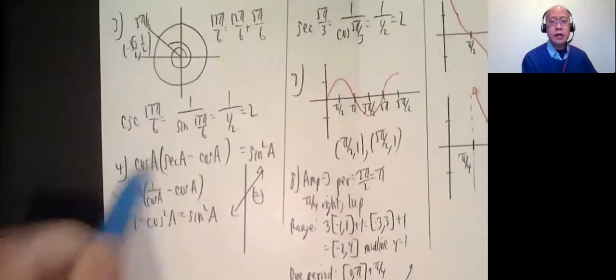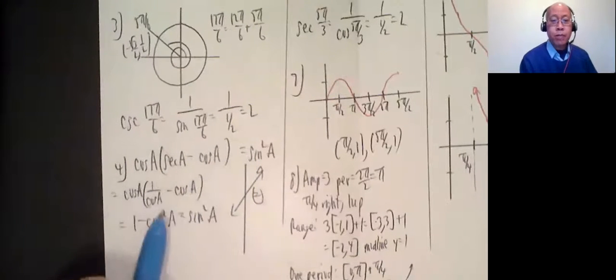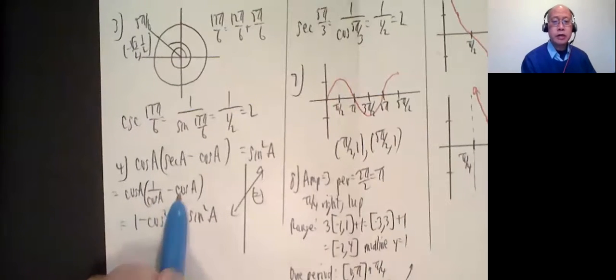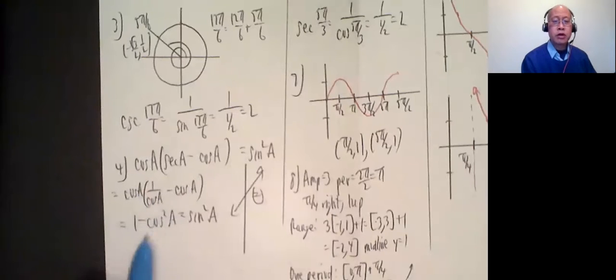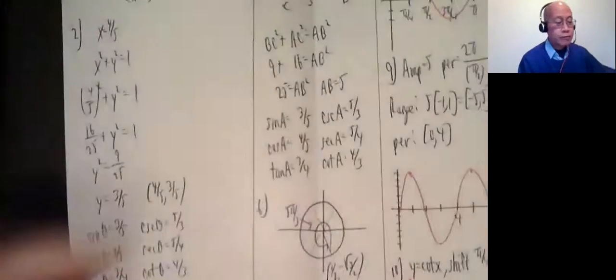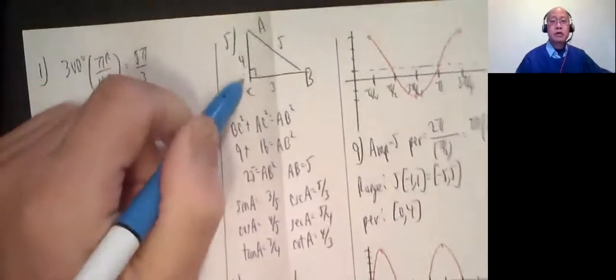Number 4, prove the identity. There's nothing to do on this side. Okay, secant is 1 over the cosine, so you have cosine A times 1 over cosine A minus cosine A. Distribute, you have 1 minus cosine squared of A, which is equal to sine squared of A. So they match.